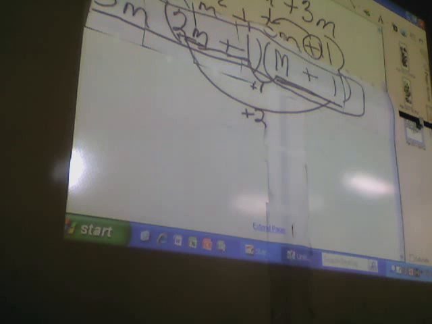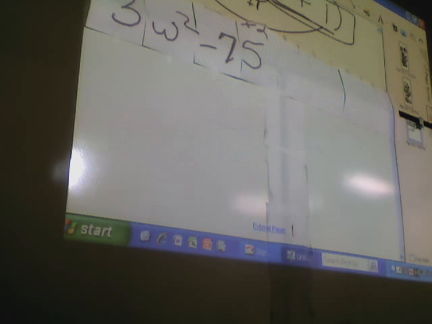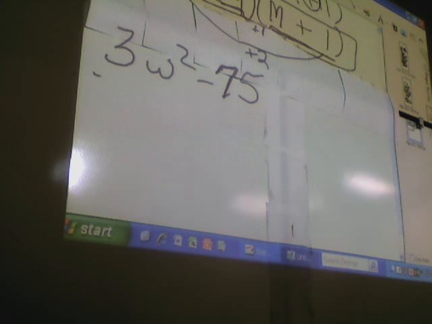Okay, number 12, 3w squared minus 75. Is that a difference of squares? Is 75 a perfect square? No. Is 3 a perfect square? No. Is there anything they have in common? They're both divisible by 3. They have a 3 in common. So let's factor the 3 out. So we have w squared minus what? 25. 3 times 25 is 75, right?